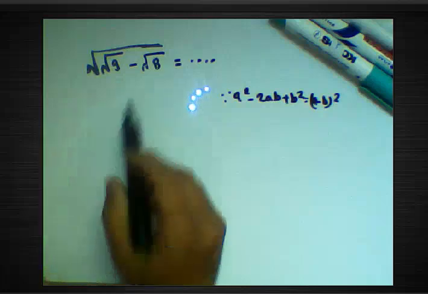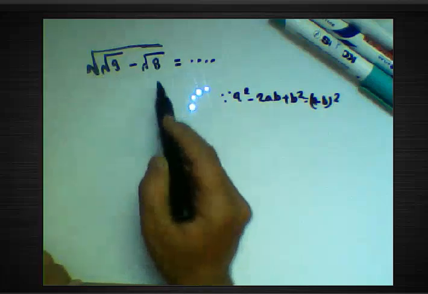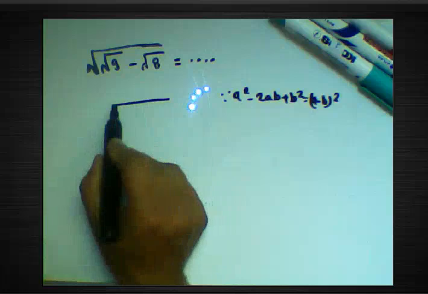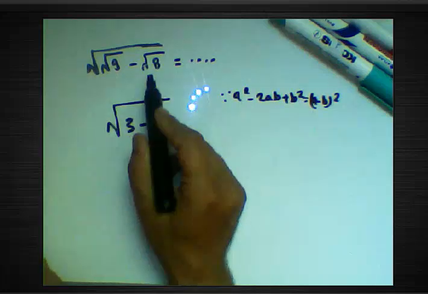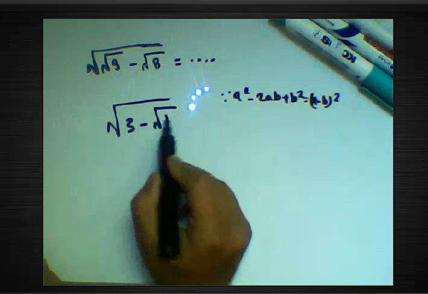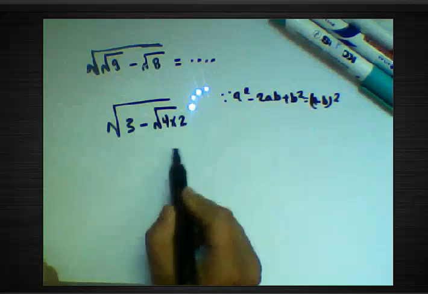Look at this question with me. Square root of 9 subtract root 8. We want to find the result. We know the square root of 9 will be 3. And the square root of 8, what does it mean? It means the square root of 4 times 2.